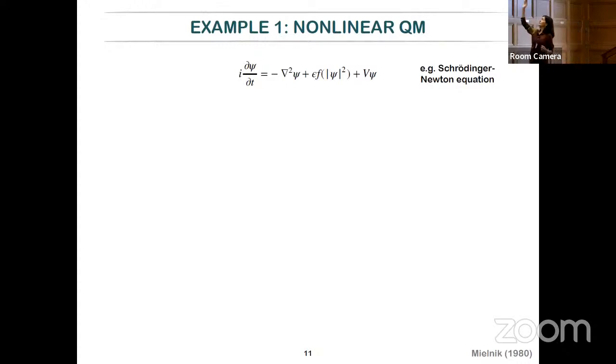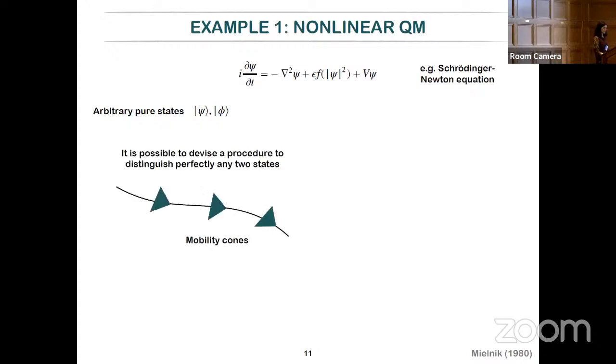So let's take an equation. This is an equation for qubits, two-level systems, but it has the same structure as the Schrödinger-Newton equation. As the name says, we call this nonlinear quantum mechanics. And let's consider two arbitrary pure states, no assumptions on these two pure states. Now, what Mielnik showed is that, you cannot distinguish the colors very well, but there is a black and a green. The black is just the line, and the greens are the triangles.